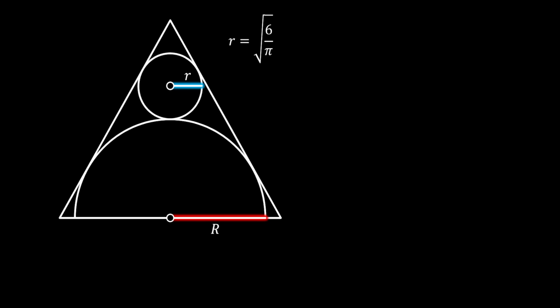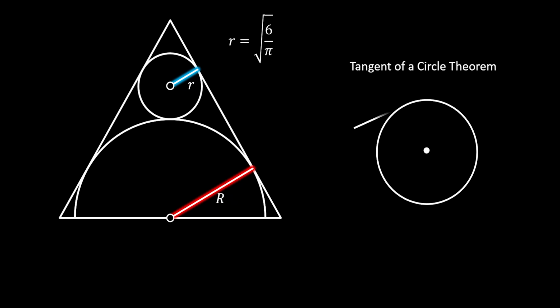Now let's rotate the radius of our circle to the point of tangency, and let's do the same for the radius of our semicircle. If we do this, we can use the tangent of a circle theorem, which states that if we have a circle and a tangent line, and if we pull a radius to the point of tangency, the radius will always be perpendicular to the tangent line. And we can use this theorem in our case.